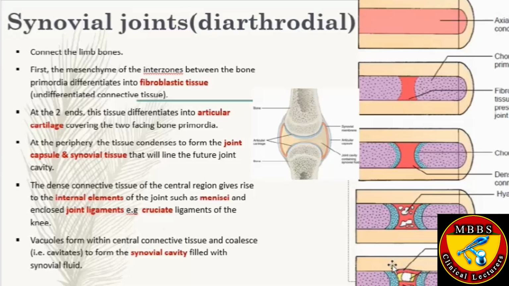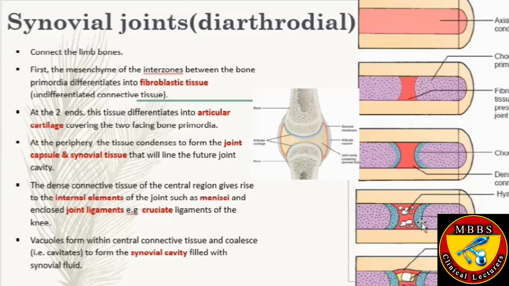So here the capsule will be forming from the interzone, peripheral interzone area, and it will be lined by synovial membrane. The central part of the interzone will differentiate into menisci or the ligaments, intracapsular or intra-articular ligaments. And if we take the example of knee joint, the menisci and the cruciate ligament are formed from the central part of the interzone.